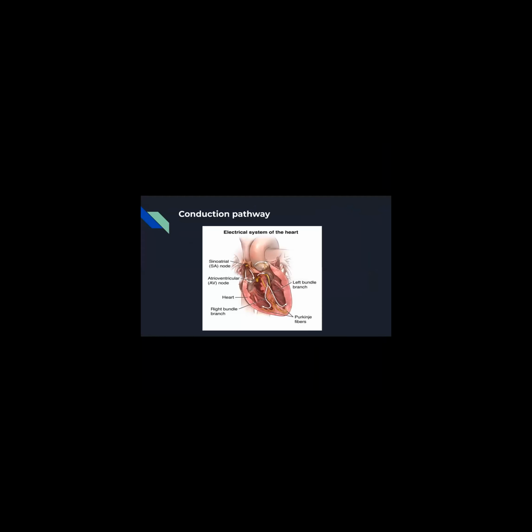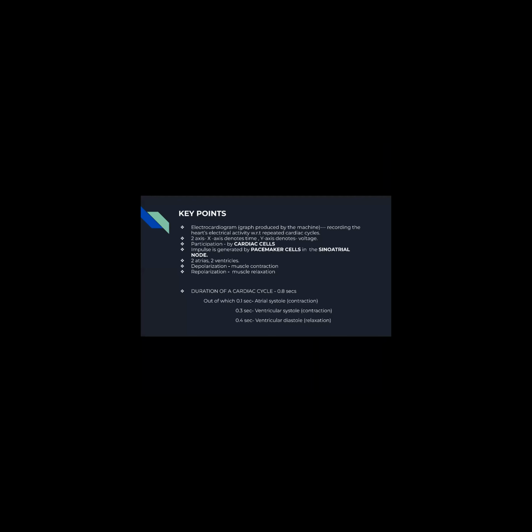Impulse is generated from the SA node. That is why it is called the pacemaker of the heart. There are 3 events that take place in a cardiac cycle. This is important because these events will interpret the deflections on the ECG.